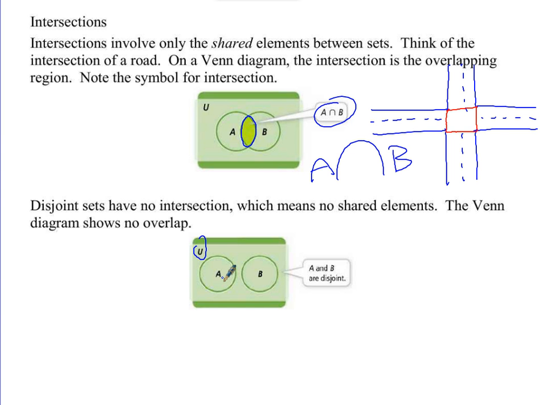So these are all my students. These are all her students. Nobody has both of us, so there is no overlap here. These are disjoint sets. A and B are disjoint. There's no notation for that. We just say disjoint.